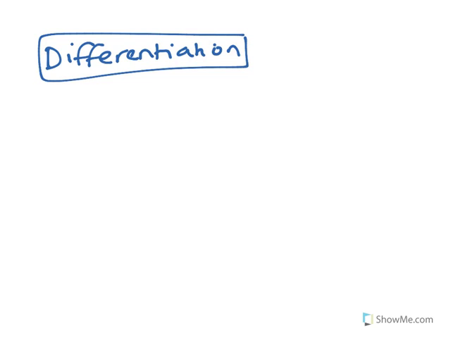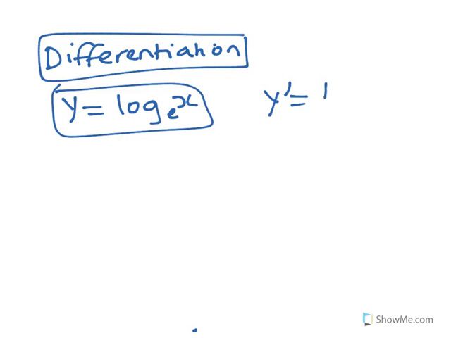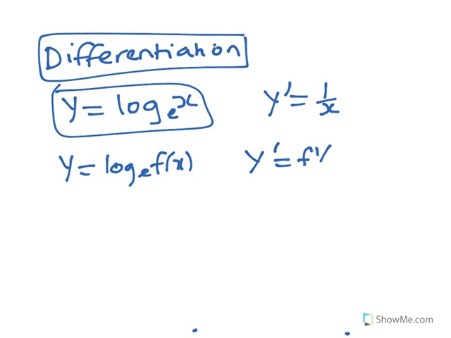Alright, so if you have y equals log base e of x, then y dash will equal 1 over x. Now the basic rule on that is log of e of f of x, then y dash will be f dash x on f of x. And that basically is on your formula sheet.